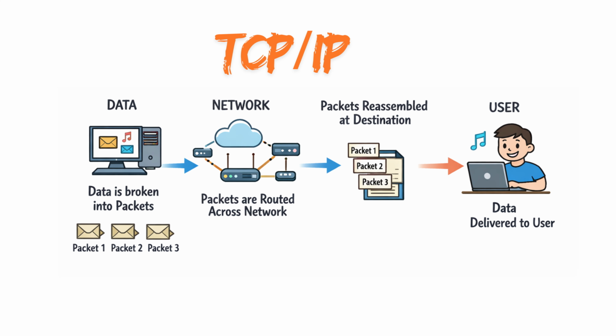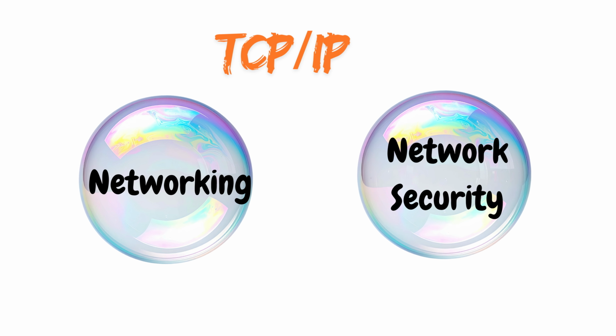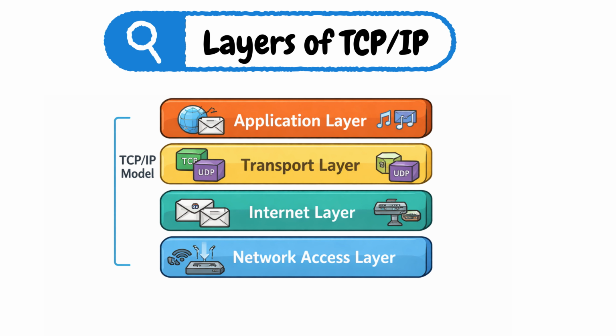So, in summary, the TCP/IP model breaks data into smaller parts, routes it across networks, reassembles it at the destination, and delivers it to the user. Understanding this model is the foundation of networking and network security. In the next videos, we will dive deeper into each layer with real-world examples and practical demonstrations.